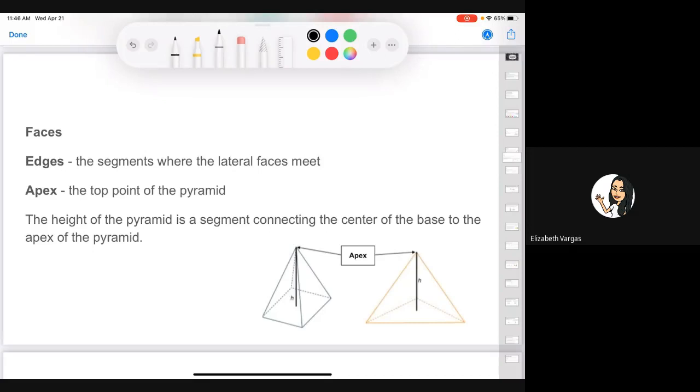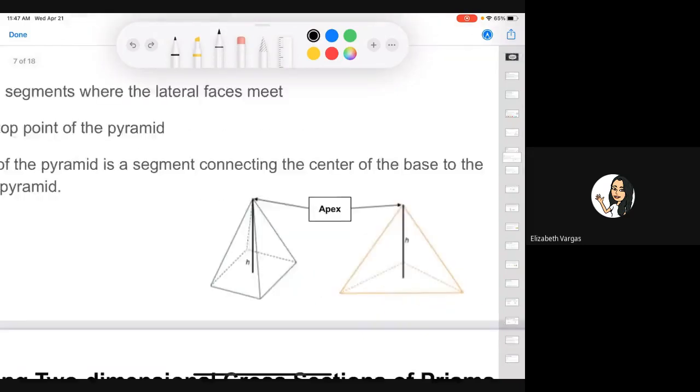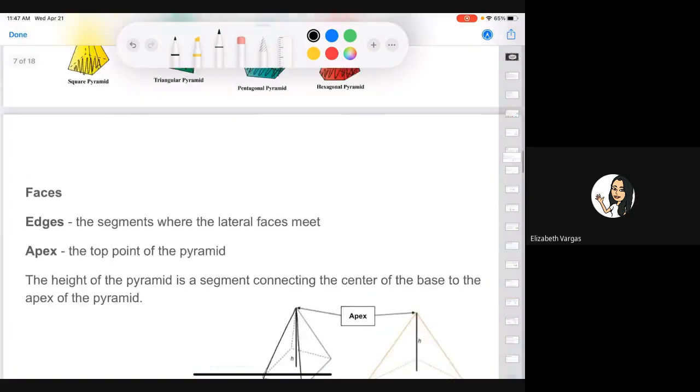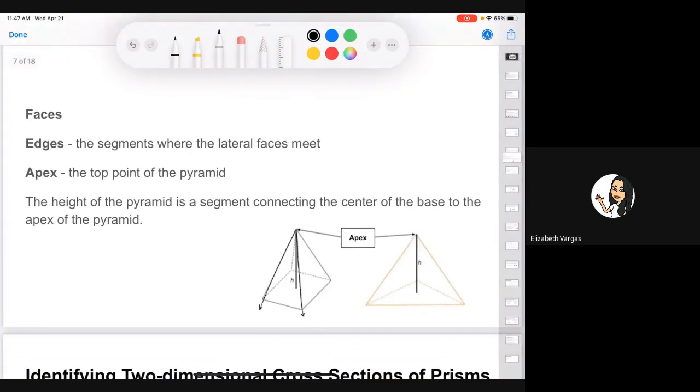We also have edges. Again, edges are the segments where the lateral faces meet. So where our faces meet are edges. So for example, I'm trying to draw it as perfect. This would be an edge. This would be an edge. So where those different faces meet is our edges. In this one, we have what is known as an apex. An apex is the top point of the pyramid. So this top point where those triangle pieces meet, that is known as our apex. So that is something new.